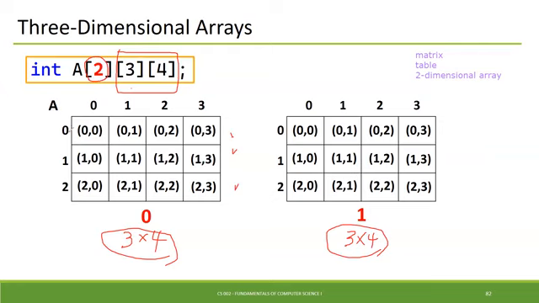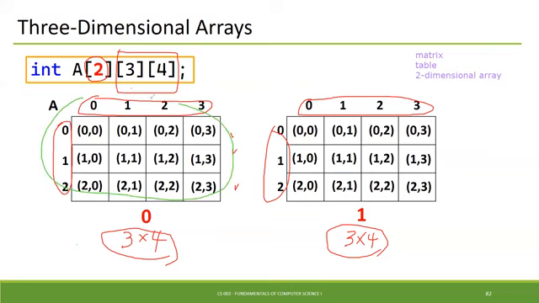And look at this one. This is the index 0, 1, 2, and 0, 1, 2, 3. This is the same, 0, 1, 2 and 0, 1, 2, 3. And we have one more index to say which two-dimensional array, the first or the second. So the first two-dimensional array is array number 0. And this is the same.